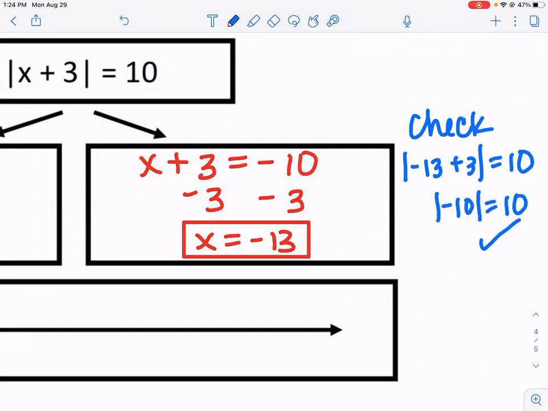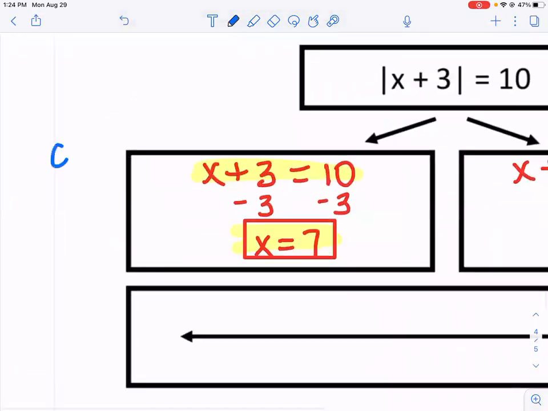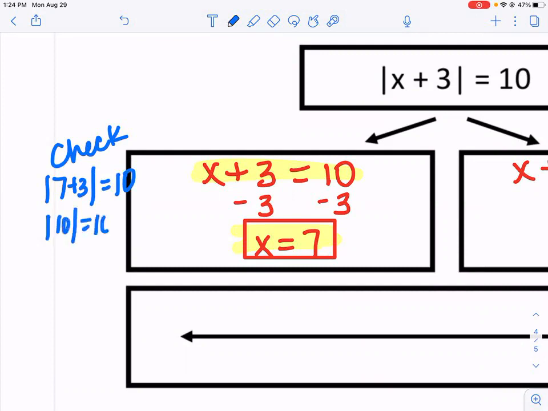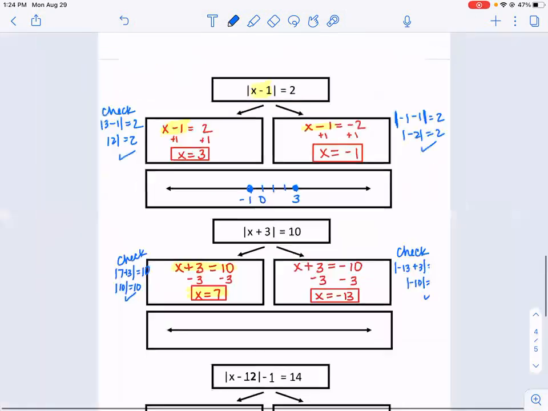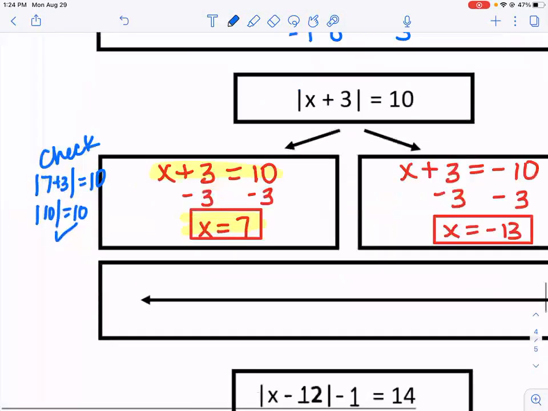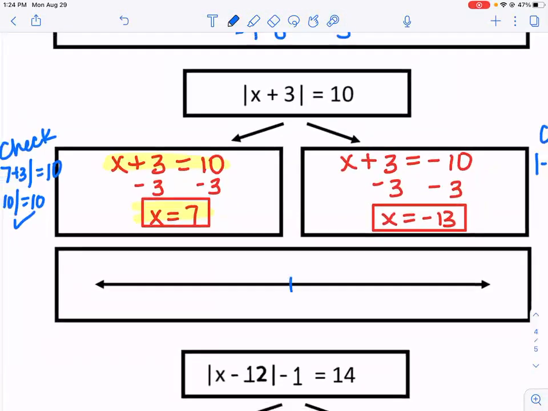Why didn't we check the other one? We did. 7 plus 3 and the absolute value, is that equal to 10? Yeah. Yes. Okay. So we have negative 13 and positive 7.